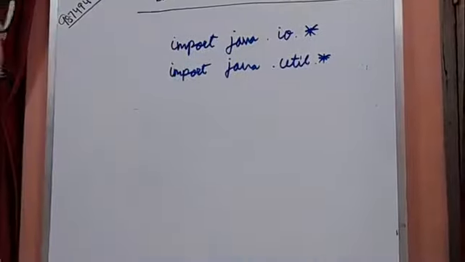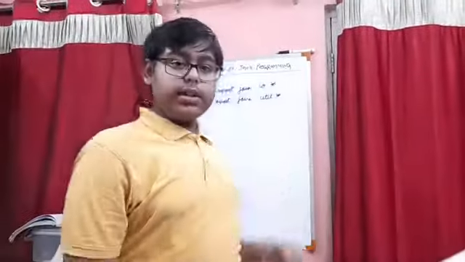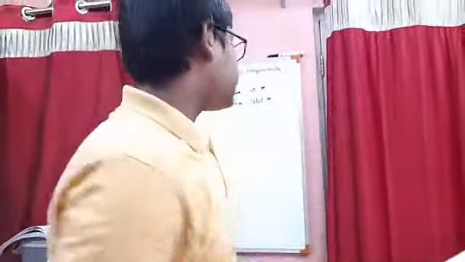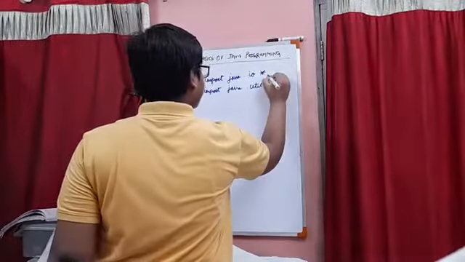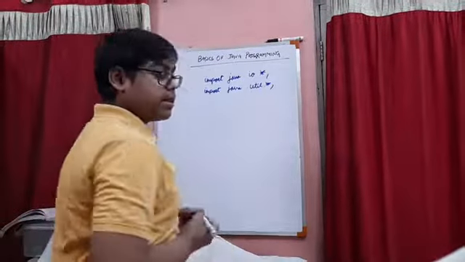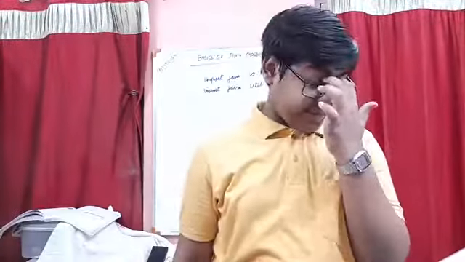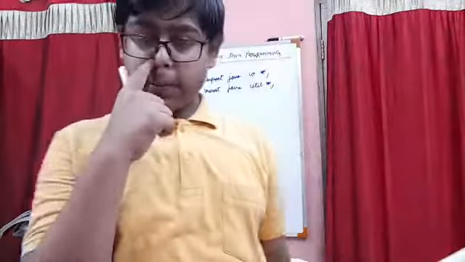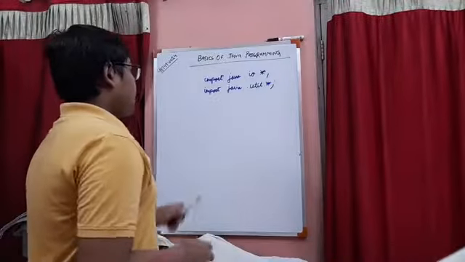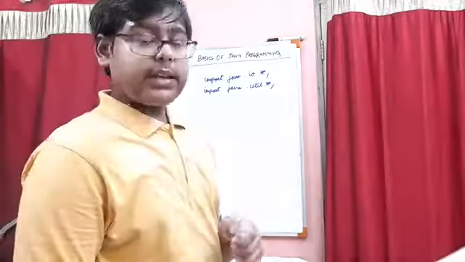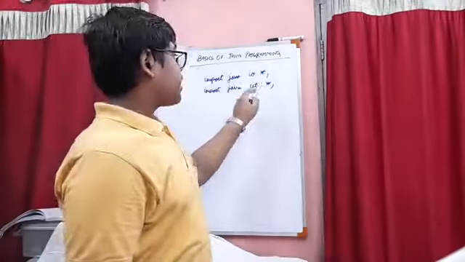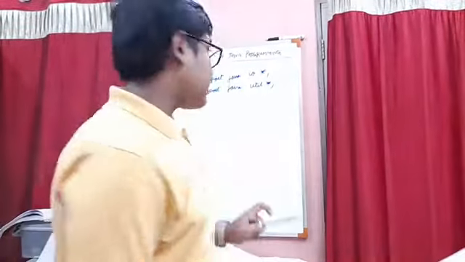Now this IO is for buffered reader and this util is for scanner class. After every statement we put a semicolon, but these semicolons are not put in statements such as class and access specifier statements, but they are kept in most of the statements. You will understand this eventually on doing more practice.